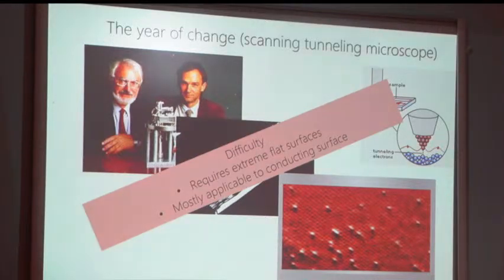What limitation is that? The limitation is for scanning tunneling microscope, you need extremely flat substrates. If the substrate is rough, you cannot use a scanning tunneling microscope because the sensitivity of the tip is very, very high. Second, since scanning tunneling microscope involves current, you need to have conductive samples. You cannot use a scanning tunneling microscope on substrates which are not conductive in nature. So you see there are some difficulties using a scanning tunneling microscope.